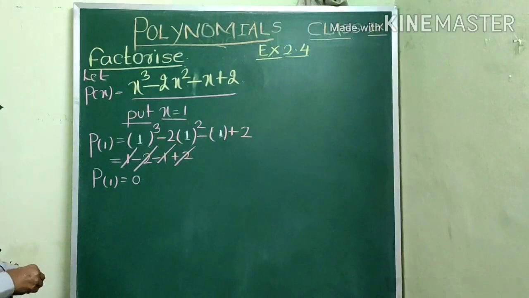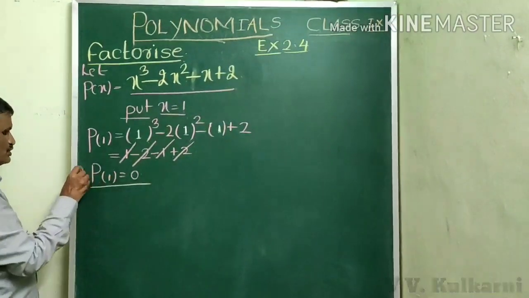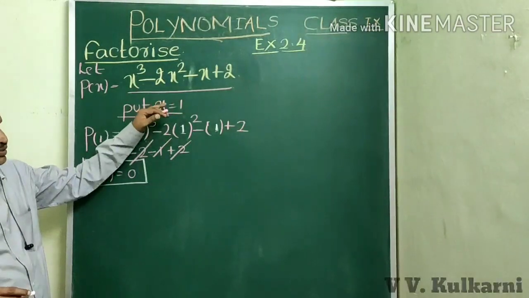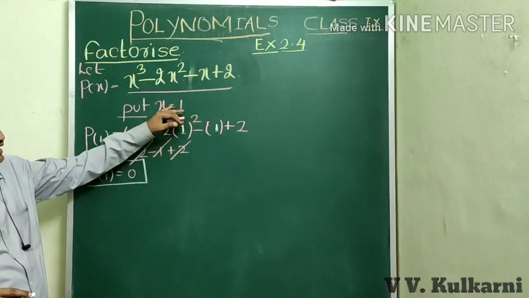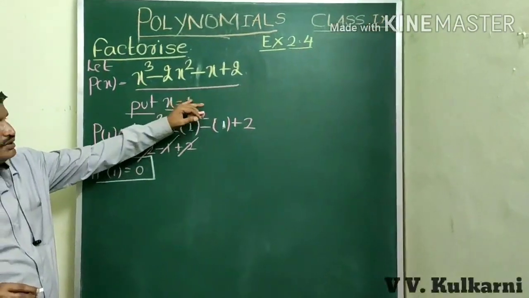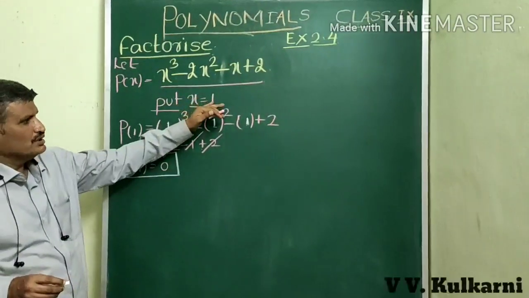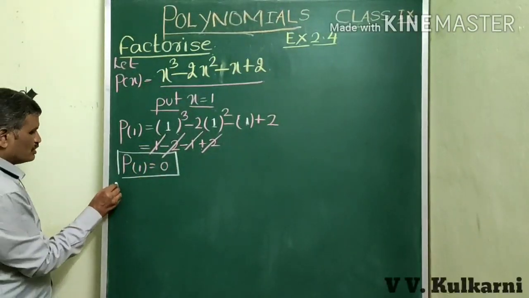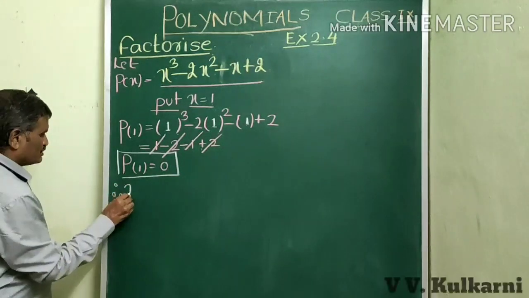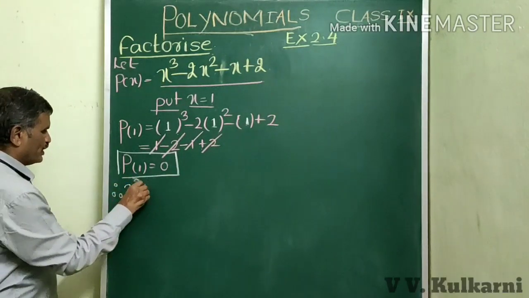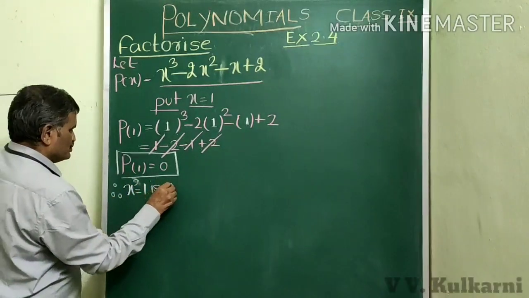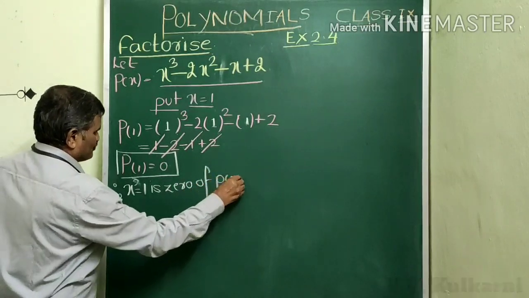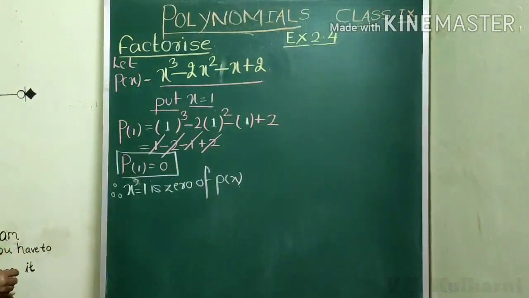So children, what we got here is polynomial at 1 is equal to 0, which means if I put the value of x as 1, the polynomial will become 0. So if x is equal to 1, the polynomial becomes 0. Therefore I can say x is equal to 1 is a zero of p at x.